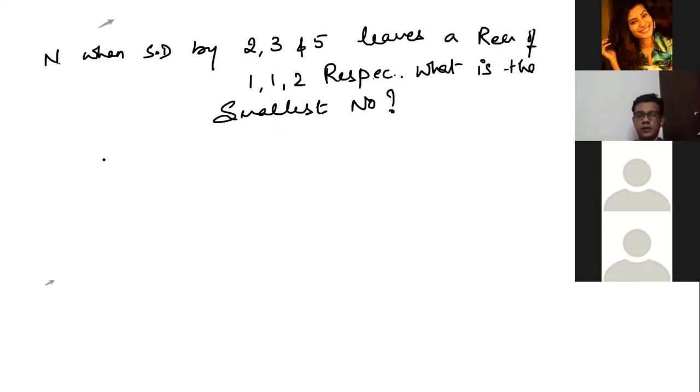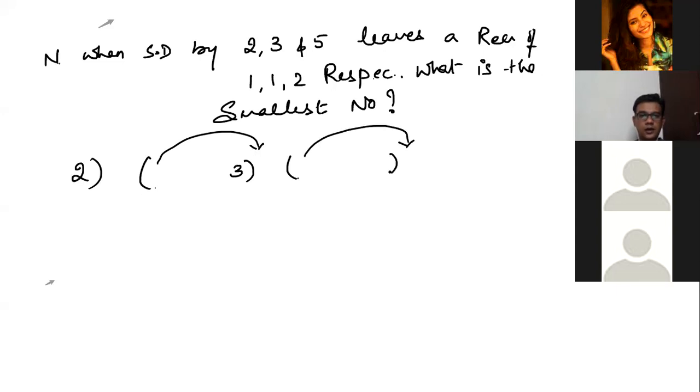So now, first I will write down my pattern. What is the pattern? I have a number, I divide this number by 2, then whatever the quotient I get, I divide that number by 3, then whatever quotient I get, I divide that number by 5. This is how I write the pattern. Now, what are they searching for? What am I searching for? I also know that when I divide this number by 2, I get a remainder of 1. When I divide this number by 3, I get a remainder of 1. And when I divide this number by 5, I get a remainder of 2.